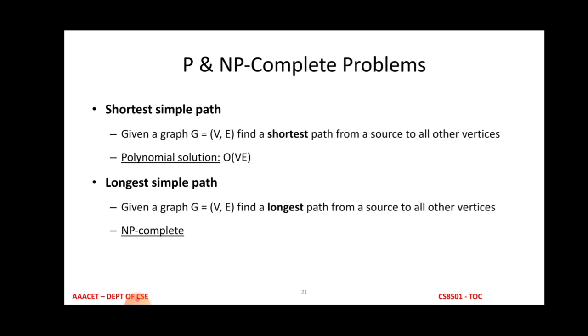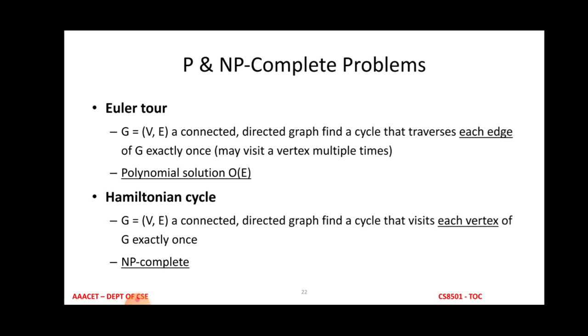shortest path: we can find the shortest path in a simple graph, and it gets the solution in polynomial time. So this is an example for a P problem. And if we find the longest path in a given graph, then that is an example for an NP complete problem. So the first one is an example for a P problem, and the second one is an example for an NP complete problem.